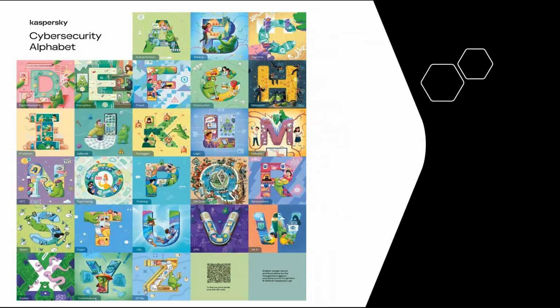Today we are going to dive into an exciting topic, the alphabet in cybersecurity. This is a unique way to understand various terms and concepts in the field of cybersecurity from A to Z. So let's get started.